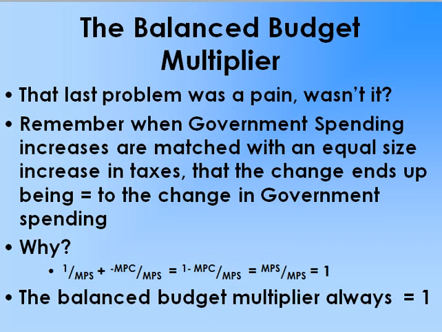This brings us to the balanced budget multiplier. This is how you calculate the balanced budget multiplier. Government spending increases are matched with an equal size increase in taxes. The change ends up being equal to the change in government spending. Why? Because you have 1 divided by MPS plus negative MPC divided by MPS, which equals 1 minus MPC divided by MPS, which is MPS divided by MPS, which equals 1. So the balanced budget multiplier is always 1.